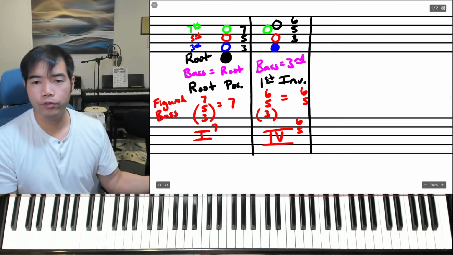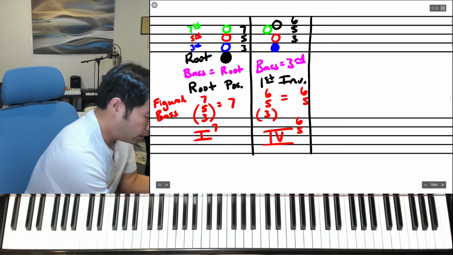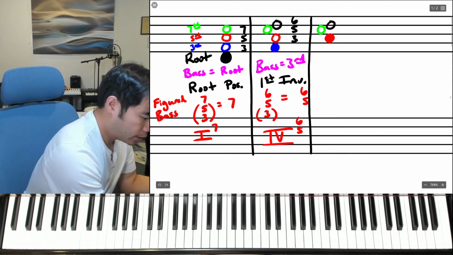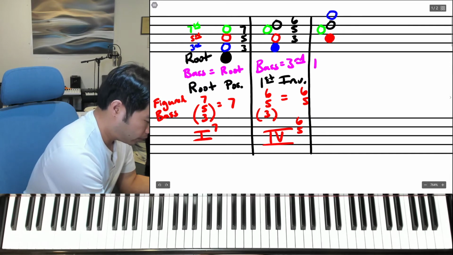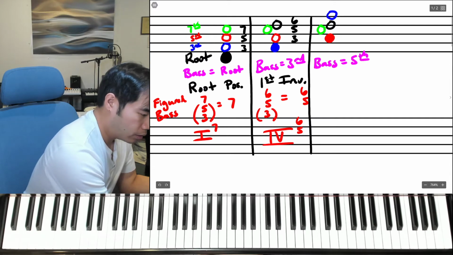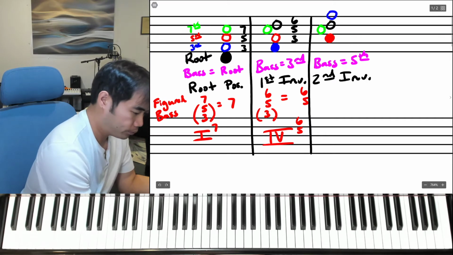All right, moving along. Next, our fifth is in the bass, followed by our seventh, then our root, and then our third. Okay? So we're just going in logical order. The fifth is in the bass. What inversion would this be? That's right, it would be second inversion.